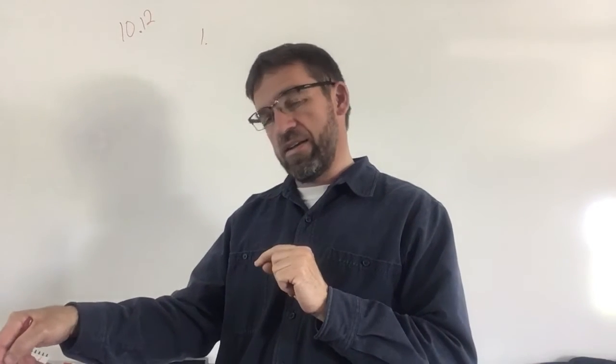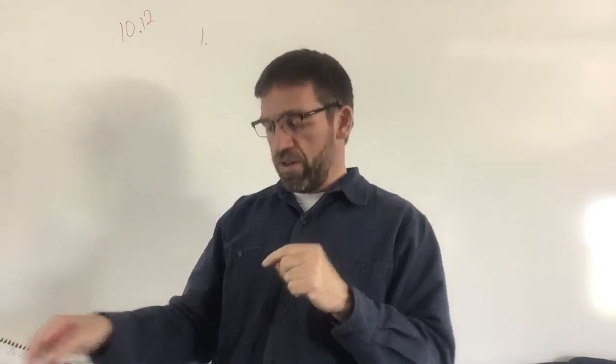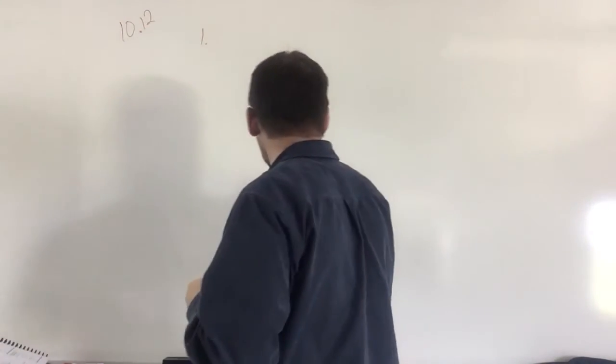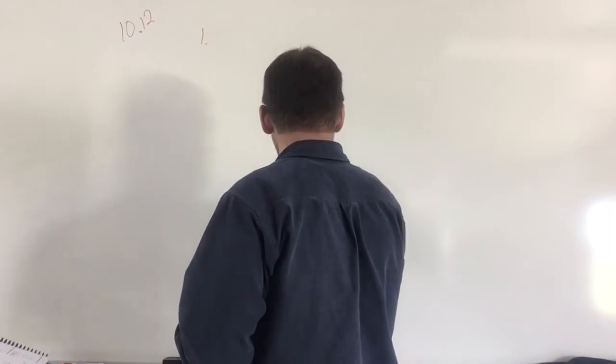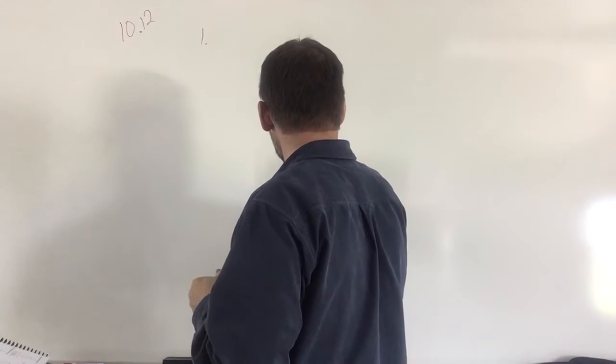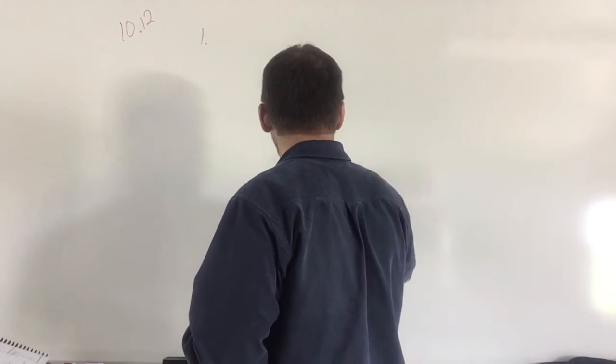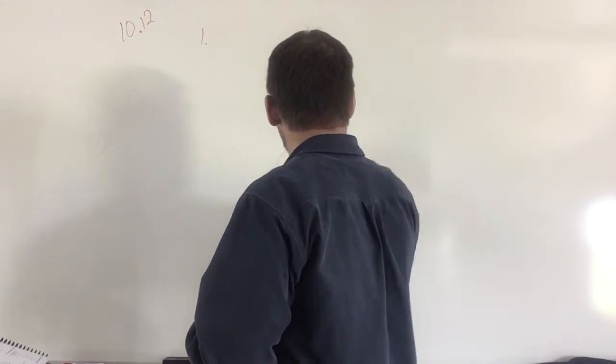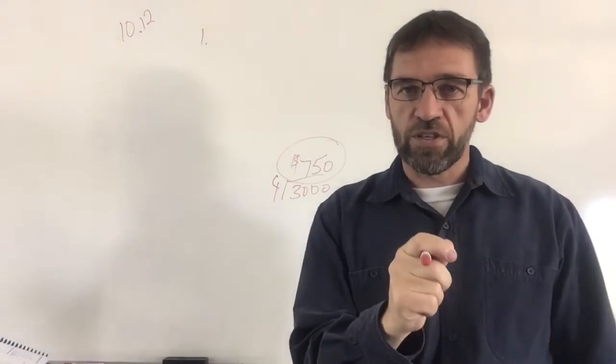So are you following me here? He's not wanting $3,000 a week. He's wanting $3,000 a month. So I divided 4 into 3,000, and that makes $750. Okay, $750 a week is what he wants.